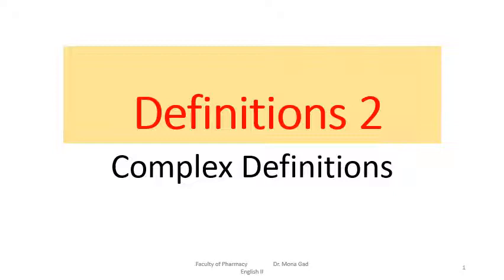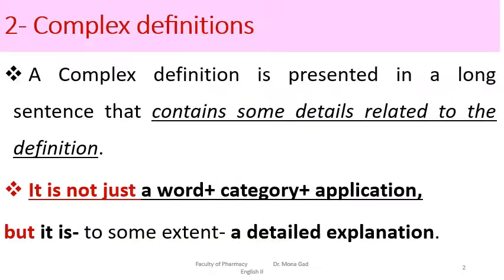Today we're going to make the simple definition more complex. How does it come? As we said, a simple definition: a word, a category, an application. If you remember, a simple definition is really simple. It is written in a very short sentence, simple grammar, mainly present simple tense, and it's very direct. We go into the definition directly.